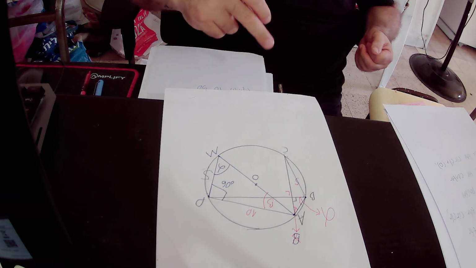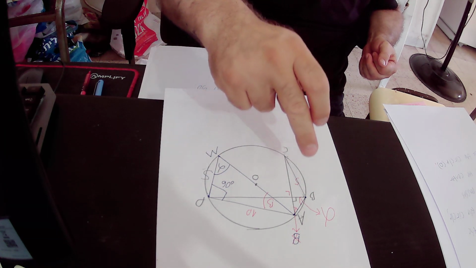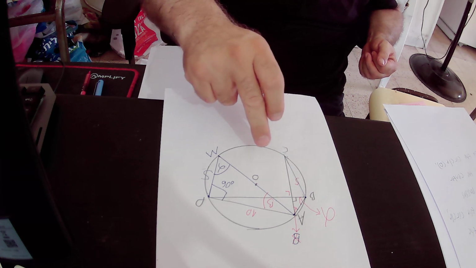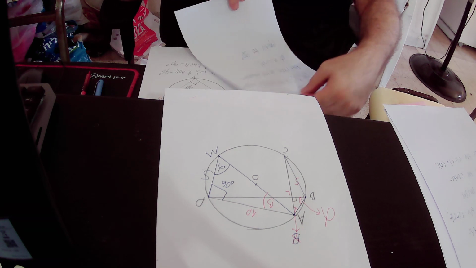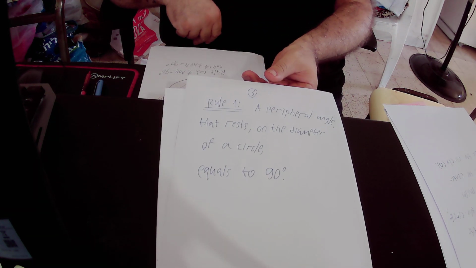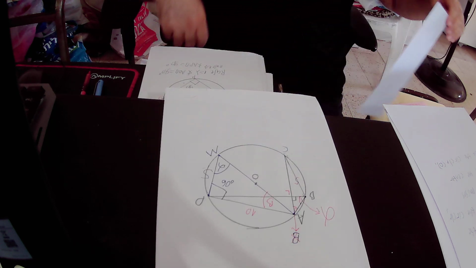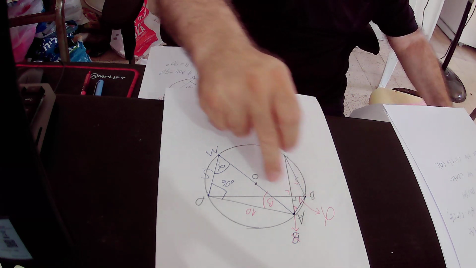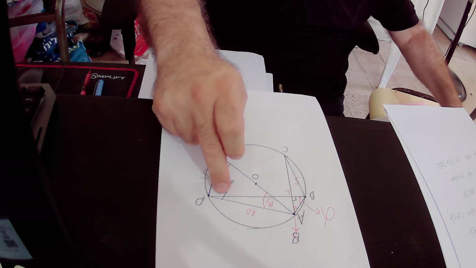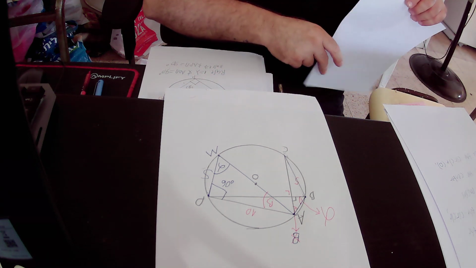and as you can see from the drawing, angle ADM rests on chord AM, that is the diameter of the circle, and we have rule number 1 that states that a peripheral angle that rests on the diameter of a circle equals 90 degrees. So because angle ADM rests on the diameter of the circle, according to rule number 1, it equals 90 degrees. So angle ADM equals 90 degrees according to rule number 1.